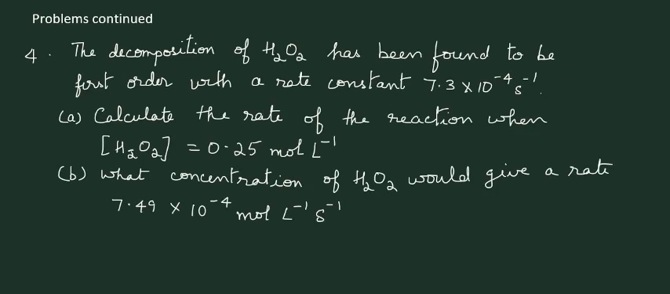Another simple problem. The decomposition of H2O2 has been found to be first order with a rate constant 7.3 into 10 raised to minus 4 second raised to minus 1. Calculate the rate of the reaction when concentration of H2O2 is 0.25 moles per liter. Second one, what concentration of H2O2 would give a rate 7.49 into 10 raised to minus 4 moles per liter per second?